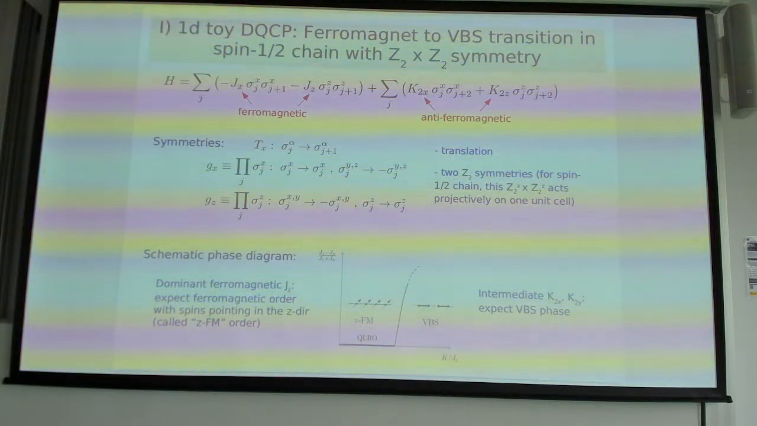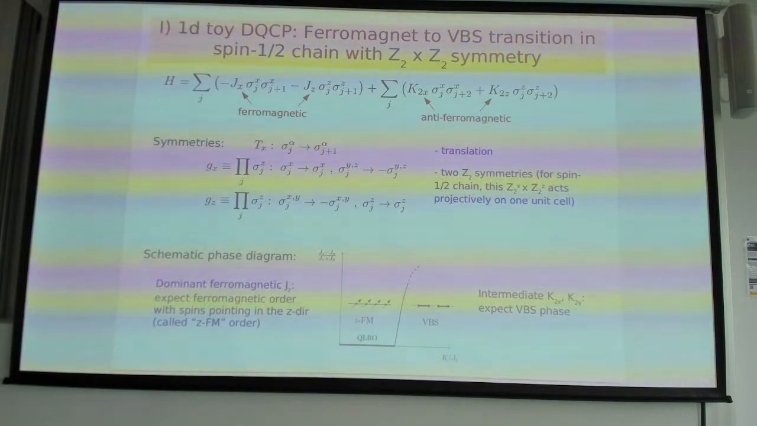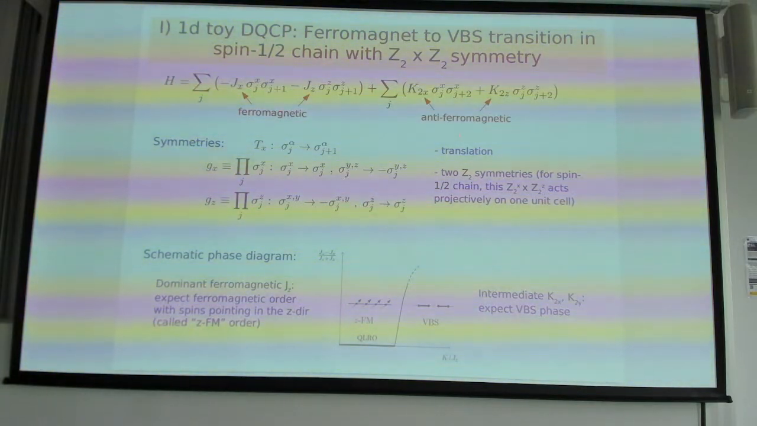I will call the phase where sigma z obtains an expectation value the z ferromagnet, loosely speaking, and the one where sigma x obtains an expectation value the x ferromagnet. And so that's the symmetry point. Now, to induce a VBS phase, we can add second neighbor terms with the same symmetry. The simplest would be second neighbor sigma x and sigma z.